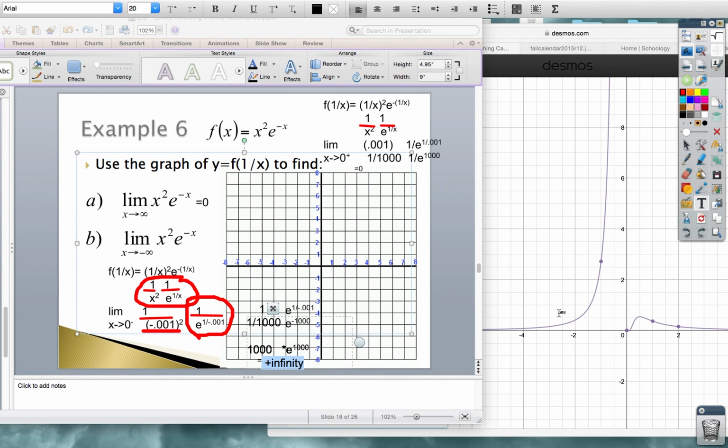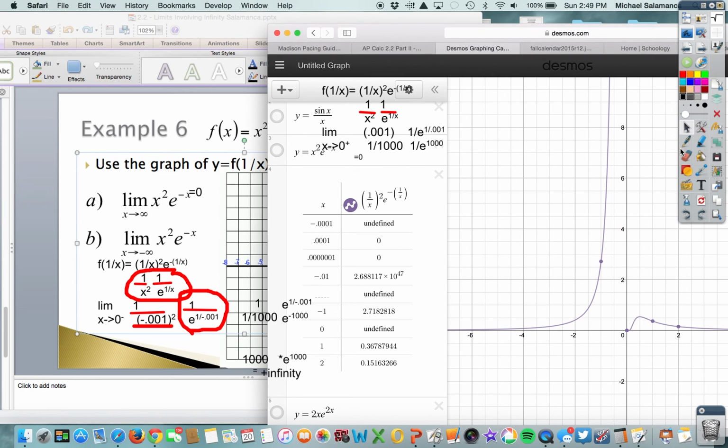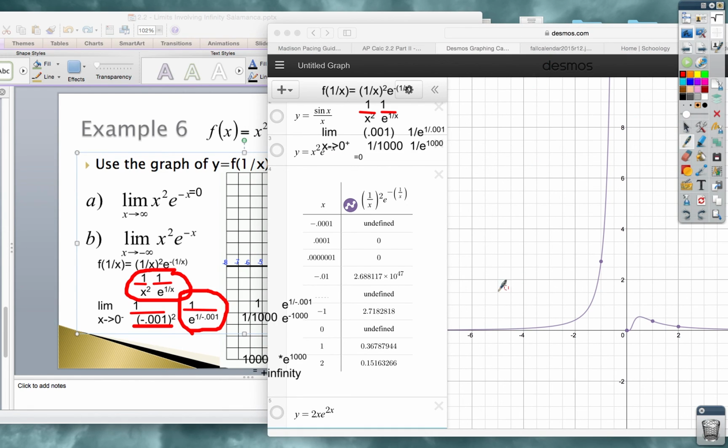Now, let's take a look at the graph. I know the direction said to use the graph, but I wanted to make sure I showed you both ways. If we take a look at the graph itself, you'll notice that as x approaches 0 from the negative side, it's going up, up, up towards infinity. If we come from the positive side, it's coming up, and then at 0, it goes down towards the 0 value, which is what we said in our original statement.